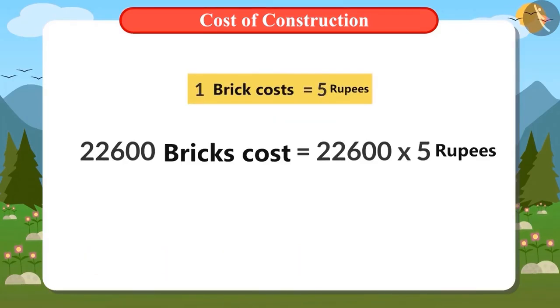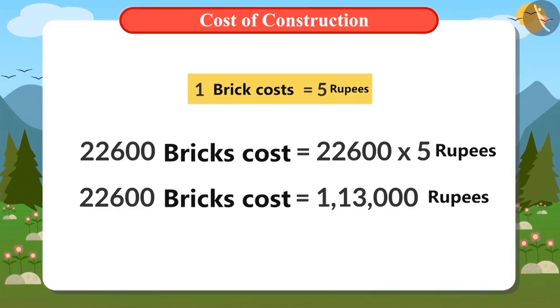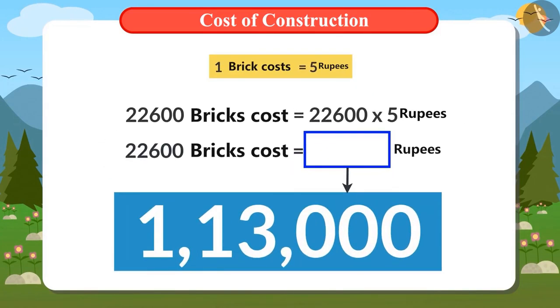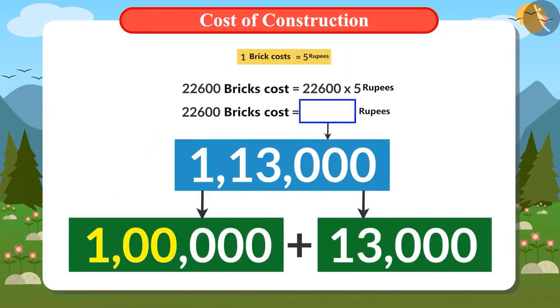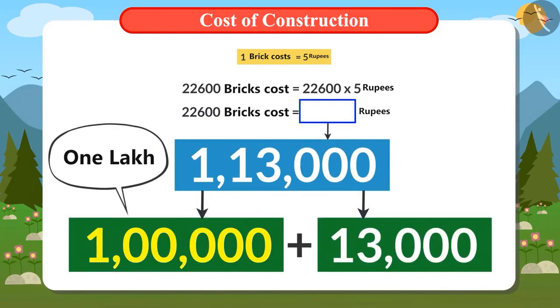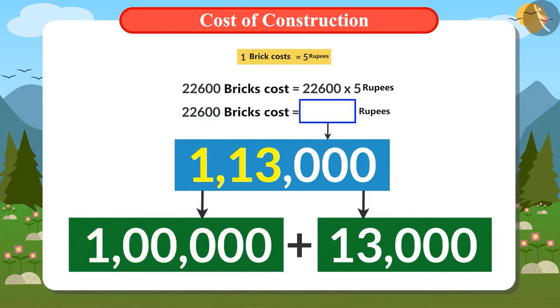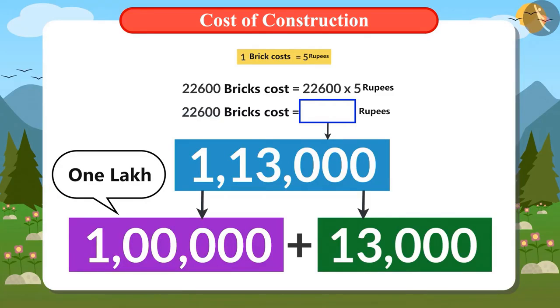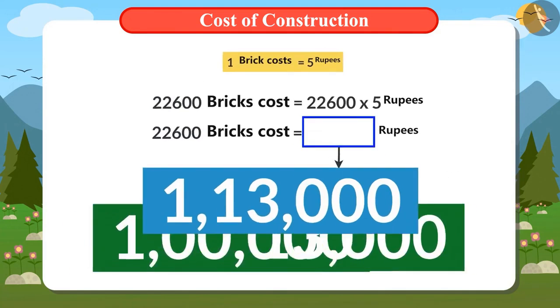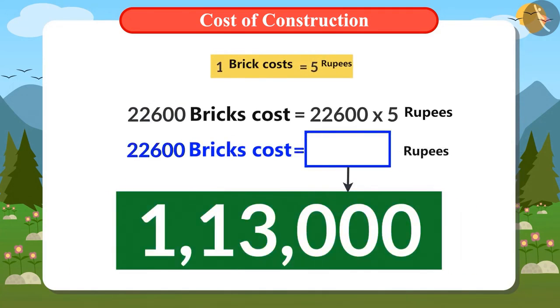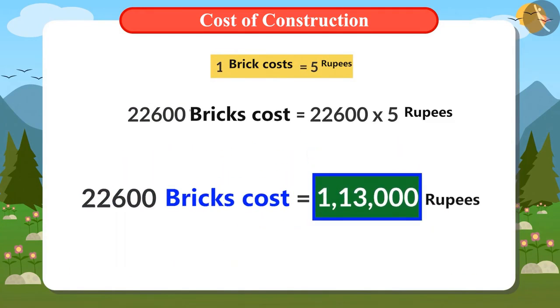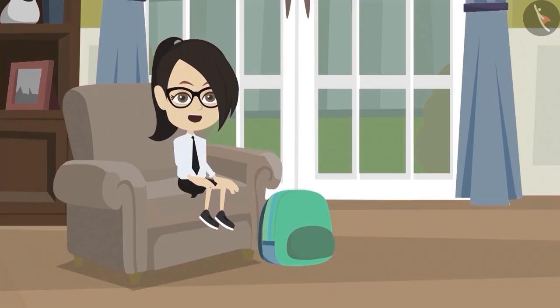Now we get the answer of multiplying 22,600 by 5. Do you know how to read it? Let me tell you. See, 100,000 is read as 1 lakh. So 113,000 is read as 1,13,000. This means the total cost of 22,600 bricks will be 1,13,000 rupees.